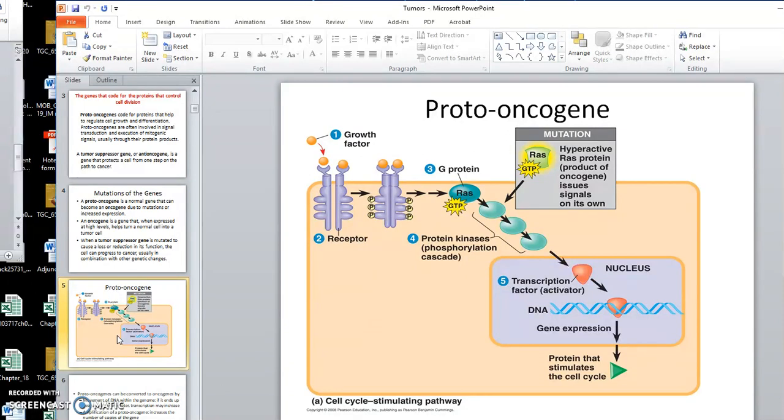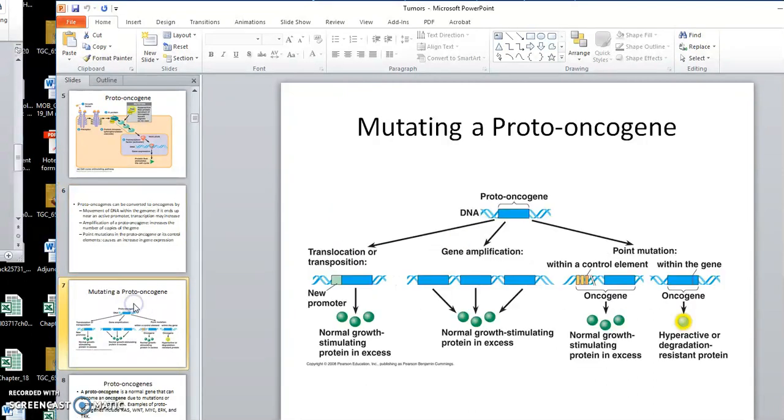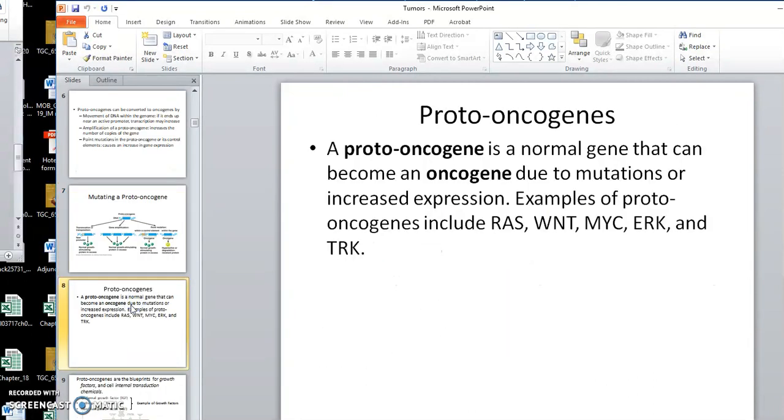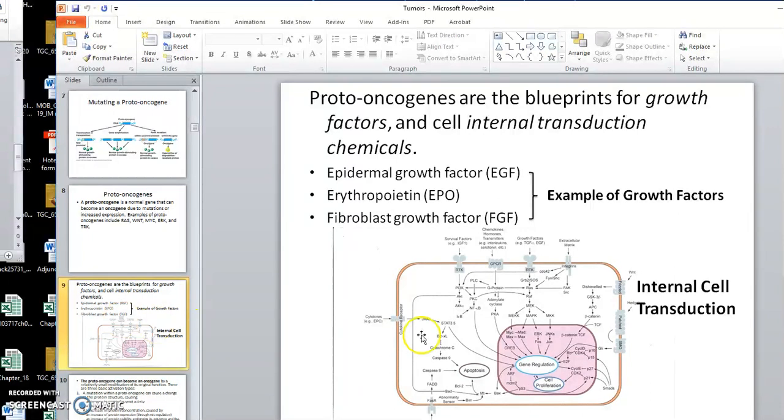So proto-oncogenes can be converted to oncogenes. And we won't get into this. You're not as familiar with DNA, but we have different types of mutations and so forth. Okay. Some proto-oncogenes include the RAS, the rat sarcoma, and so forth. Again, this is a little bit beyond you, but this PowerPoint is for not just your class, but also more advanced classes, a little bit ahead of you, showing different growth factors that would be coming from one cell telling another cell to turn on.